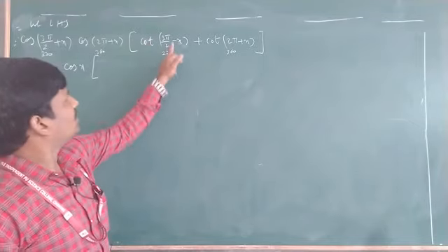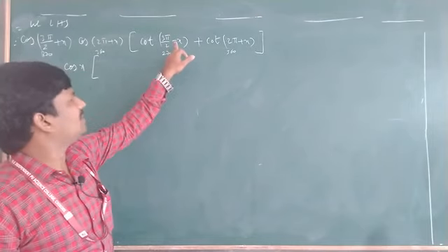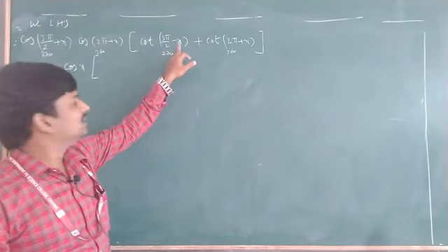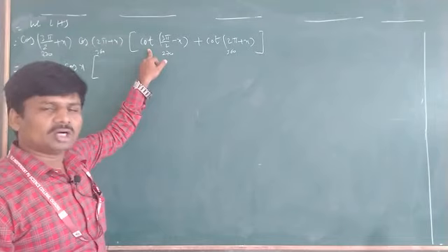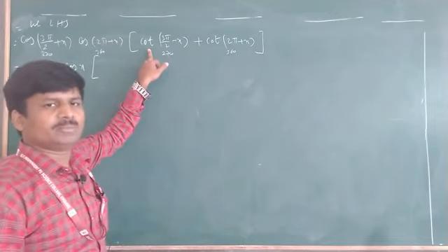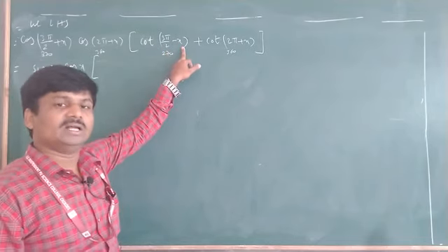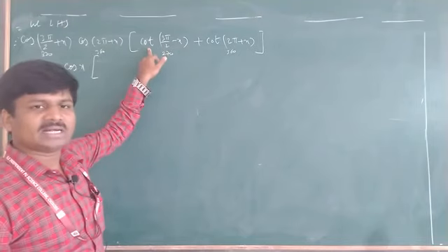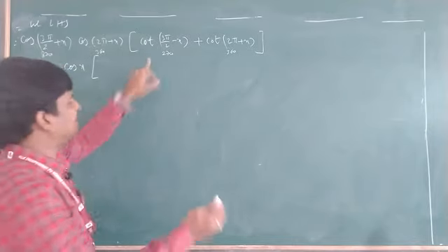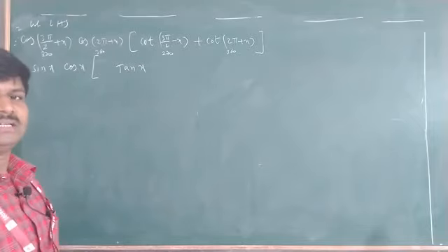Now cot(270 − θ), which means 270 − x, where x is theta. In which quadrant is it? The third quadrant. In the third quadrant, tan and its reciprocal cot are both positive. So cot is positive. Since it is 270, cot changes to tan x.